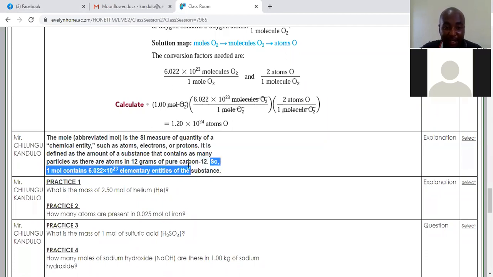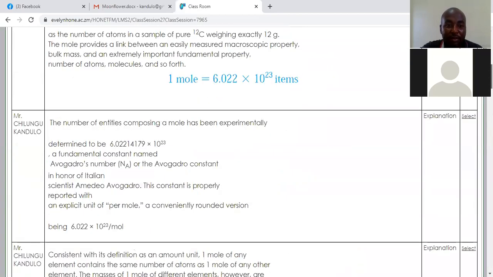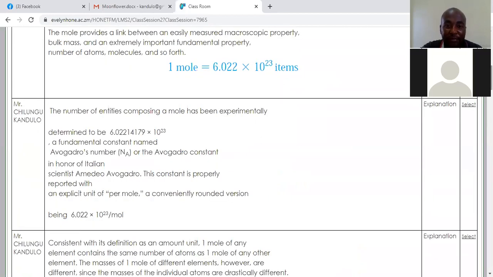The number is very big. So the mole contains that much. It was named Avogadro's number after a scientist called Amedeo Avogadro. So the Avogadro's number is this big. Guys, if you have 10 to the power 23 of something, that's very big. So this is a very big number.